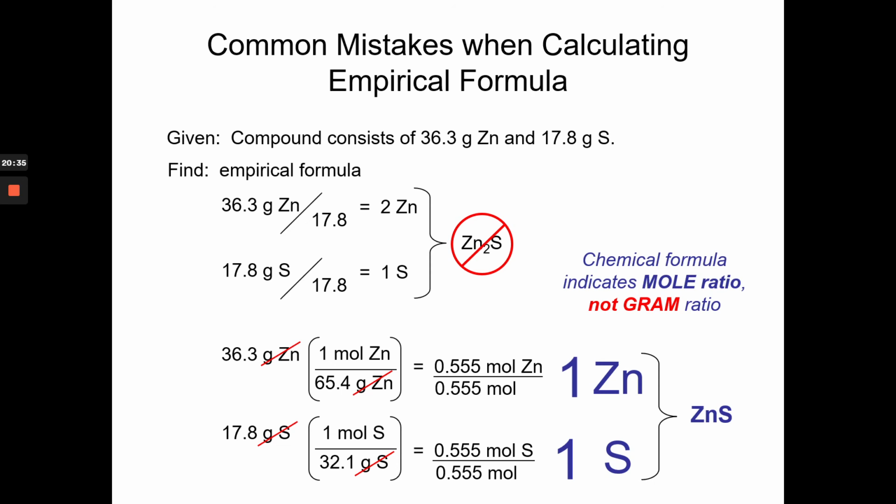So please remember that order. The order is step 1, we're going to change percent into grams. Step 2, grams into moles. And finally, step 3, divide by the smaller number of moles. Don't do those out of order.